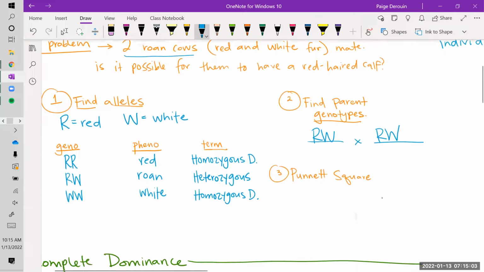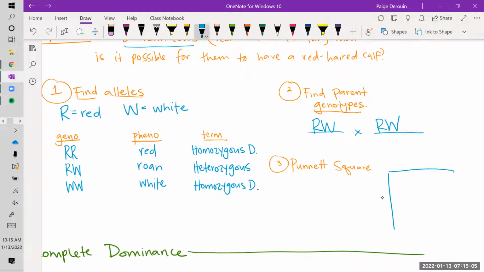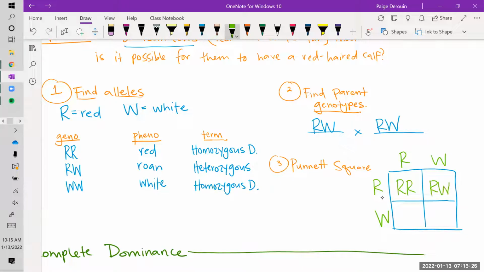And then you can do your square. So draw yourself your little box. You only need 4. And put your possible eggs going in one direction. Doesn't matter if they're on the top or the side. And your possible sperm going in the other direction. And then fill her in. So RR, RW, RW, WW.